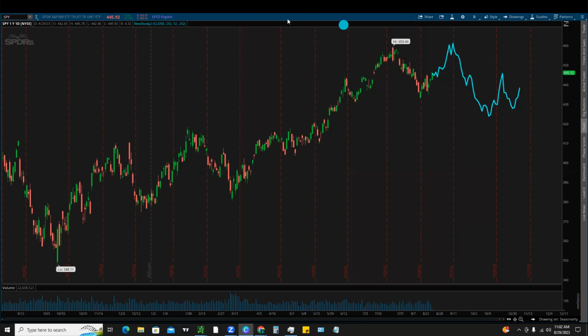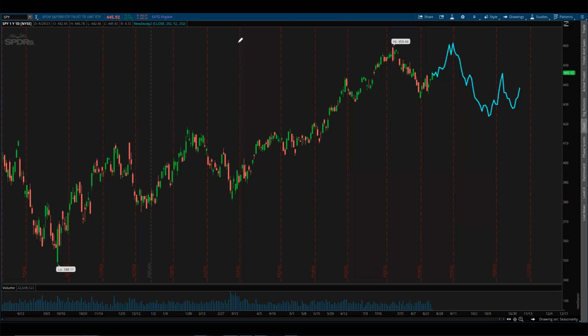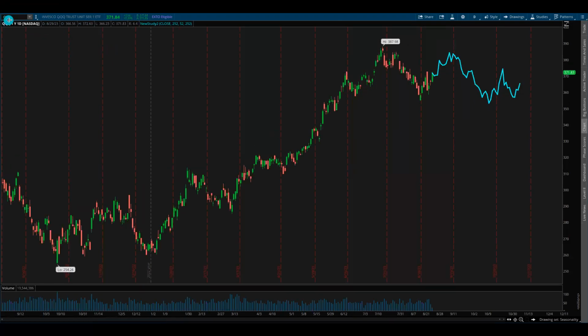We want to talk a little bit about seasonality and what to expect in the market for the month of September. So we're going to break down some of the projections for SPY, the S&P 500. We're also going to take a look at the Qs, QQQ, and some of the projections for the NASDAQ.